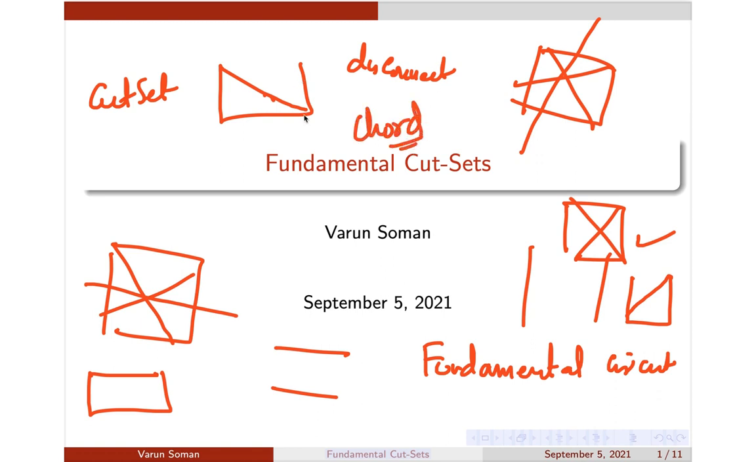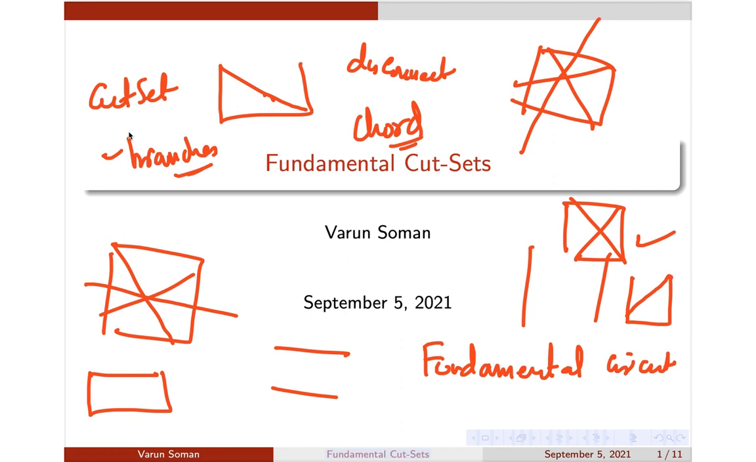I hope you know the meaning of branches and chords in a spanning tree. The edges of the spanning tree are called its branches. The other edges are called the chords. So we are adding another edge to the spanning tree. A circuit obtained by adding exactly one chord to the spanning tree is called a fundamental circuit.